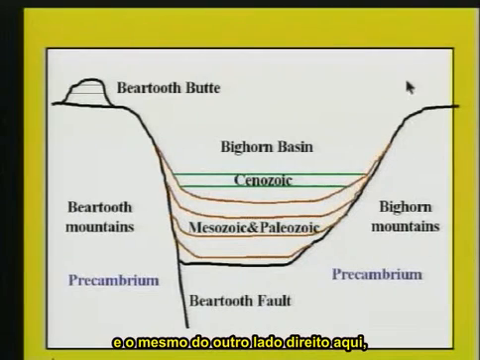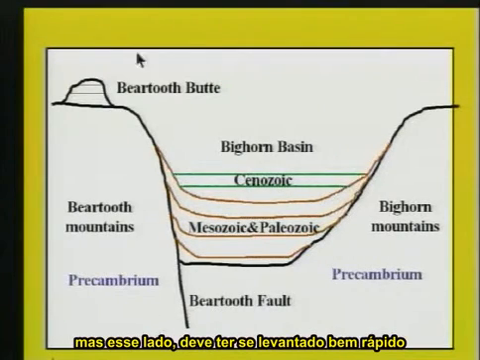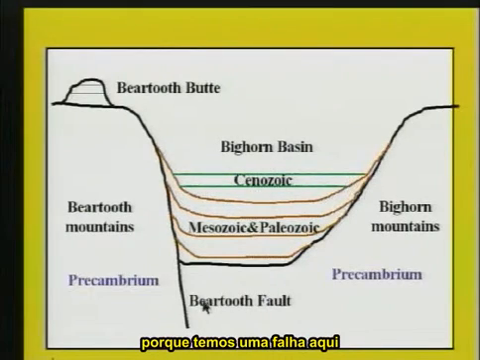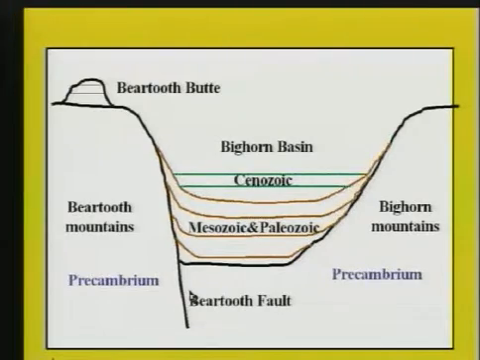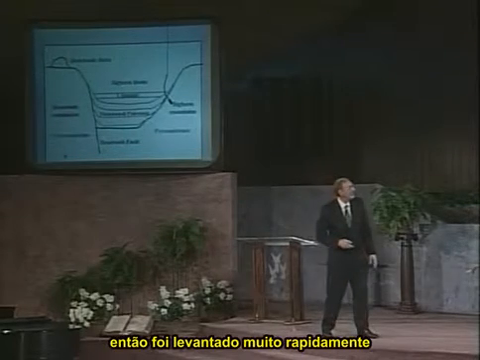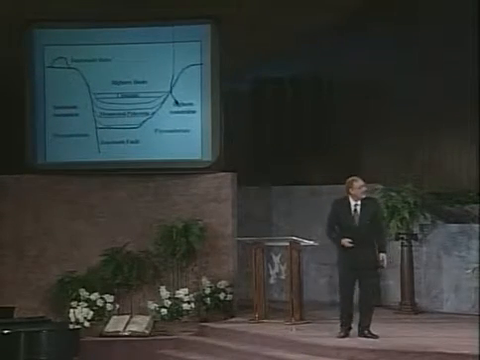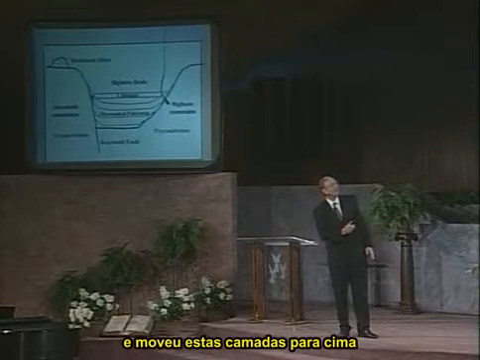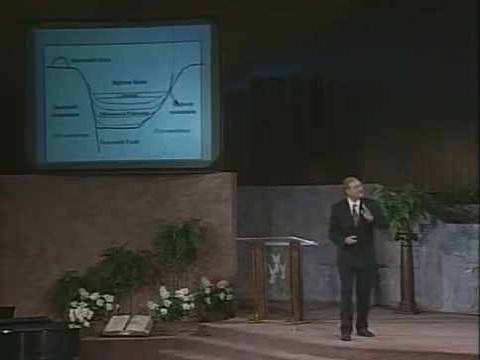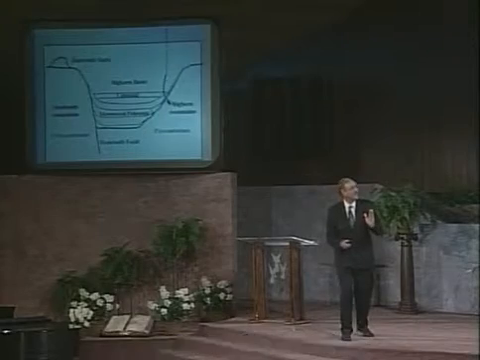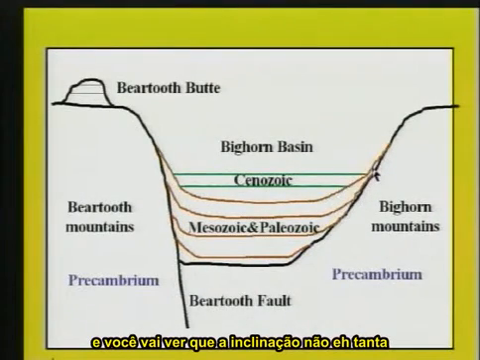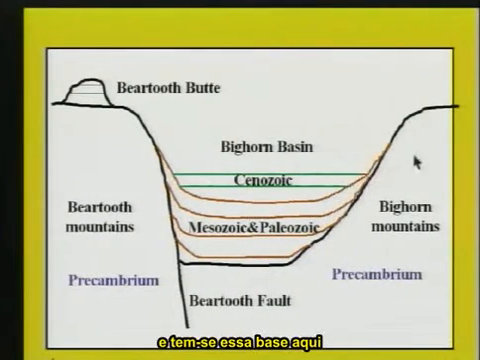And on the other side over here, this side must have come up quite quickly because we have a fault here, which is called the Beartooth Fault, which is a tear in the earth. A tear. So it went up very quickly, and it moved these layers up, and this side also came up, but probably slightly slower. And you'll see the warp is not quite as great. Up it goes, and you have this basin then.